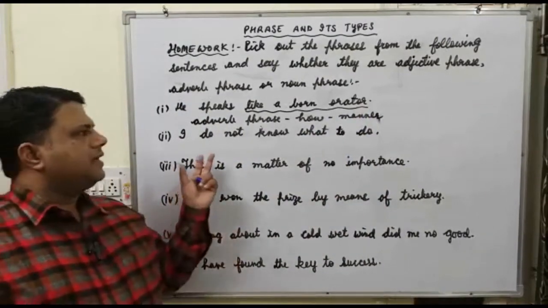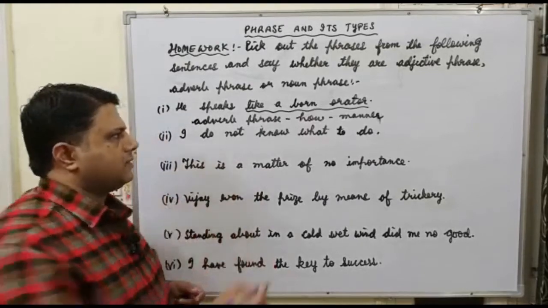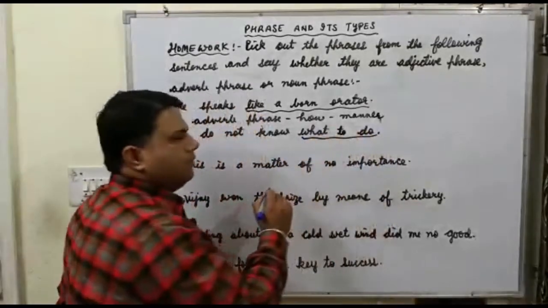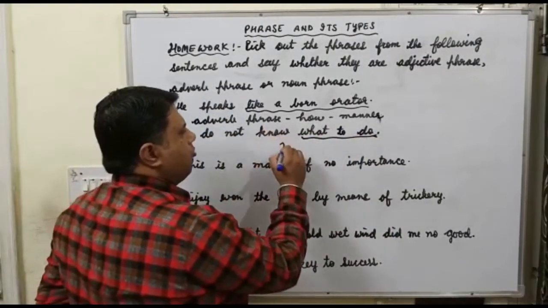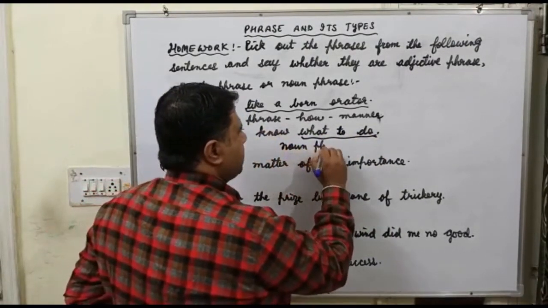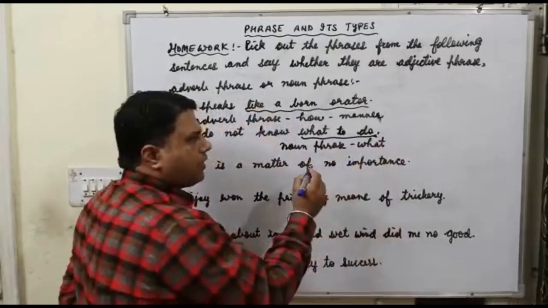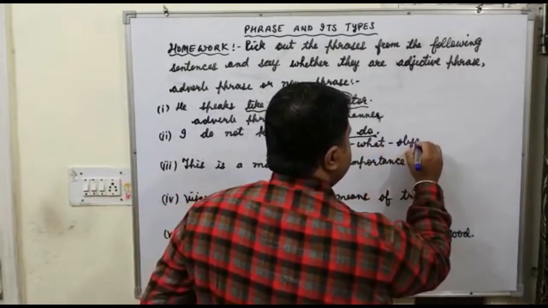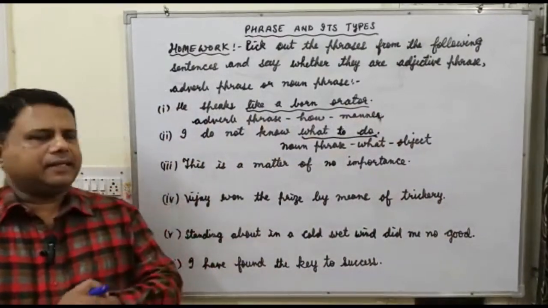Then the next sentence, I do not know. Immediately a question comes to our mind, what to do? I do not know what to do. So this is acting as a noun phrase here, because it is giving us the what part of a sentence, and it is used as an object in a sentence.